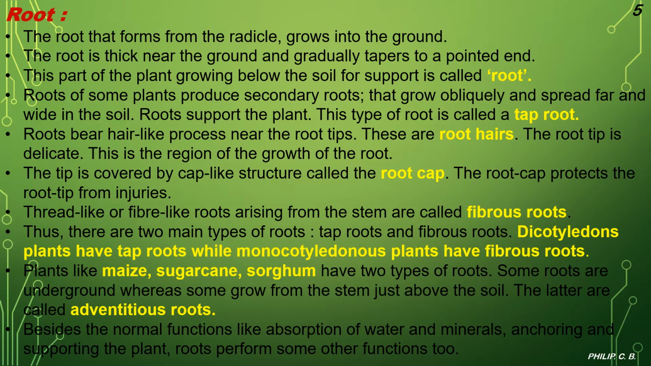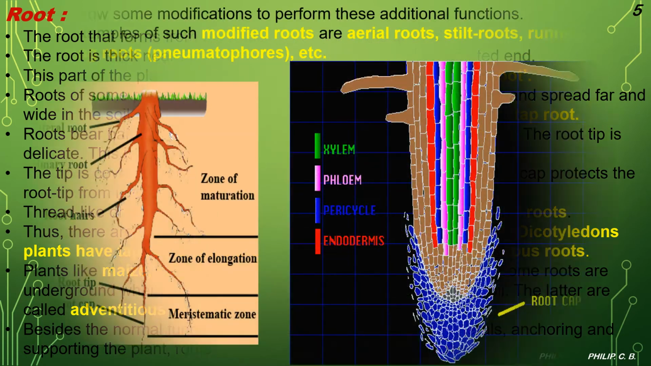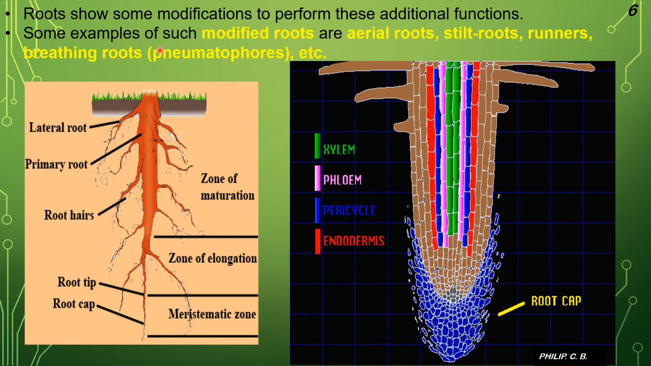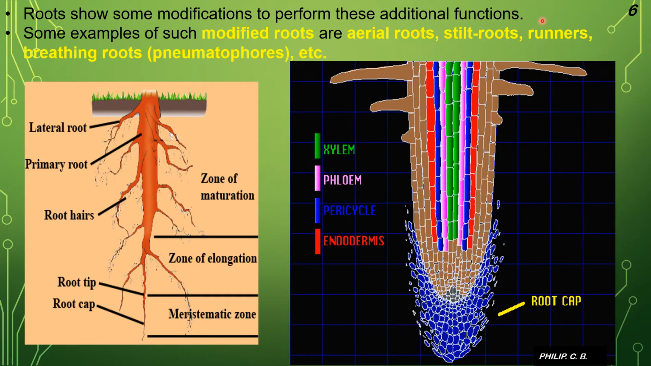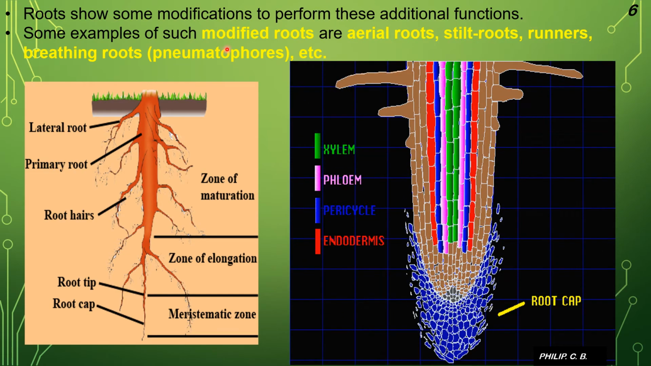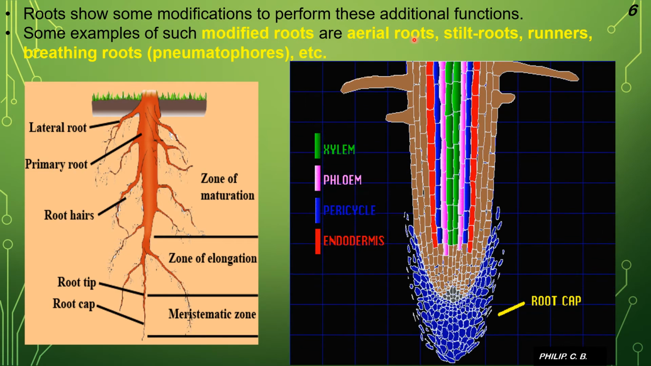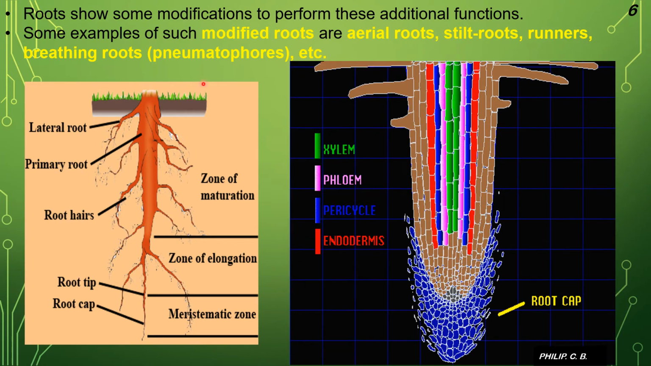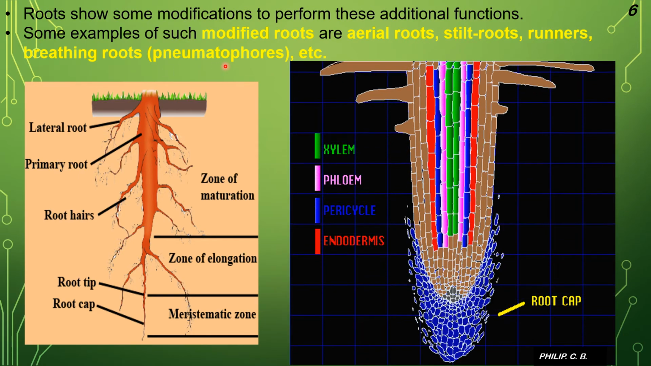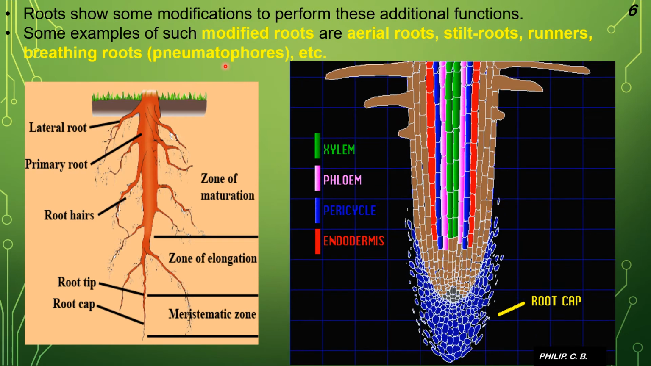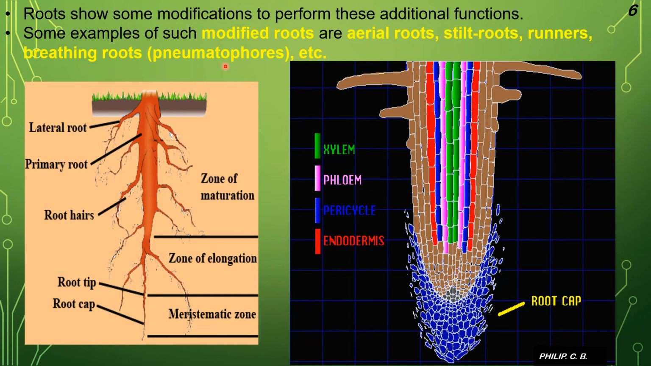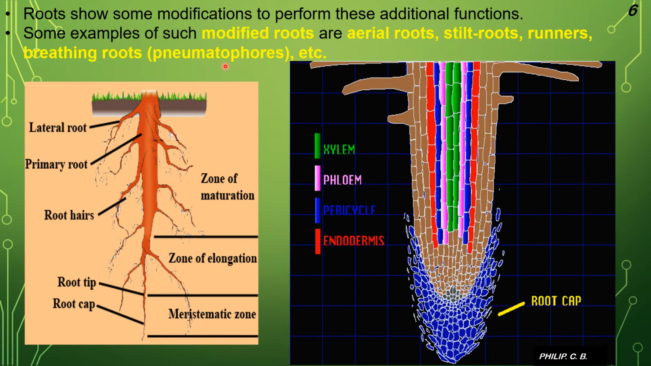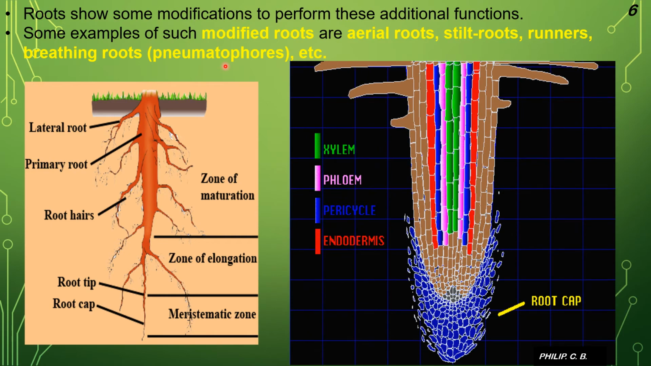But other than this, there are some other functions too. What are these? We'll see further. Now, roots show some modification to perform these additional functions. Some examples of such modified roots are aerial roots, stilt roots, runners, and breathing roots, which are otherwise called pneumatophores. In the next slide, I have given images of these different types so that you will understand with the help of images, which are not given in the textbook. I'm just helping you with understanding all these things.